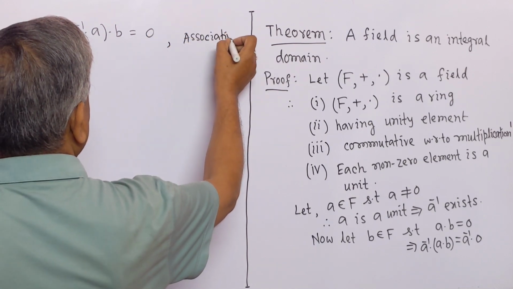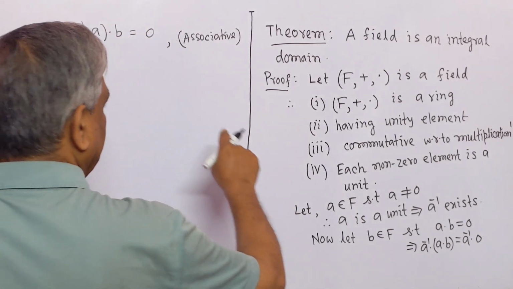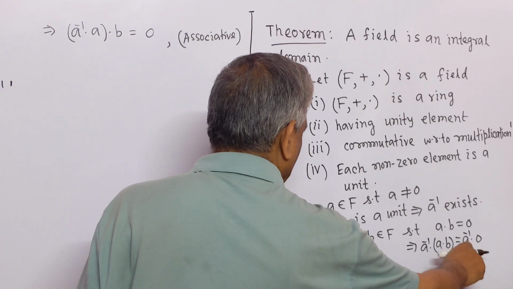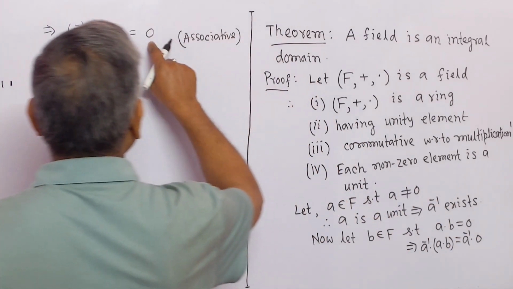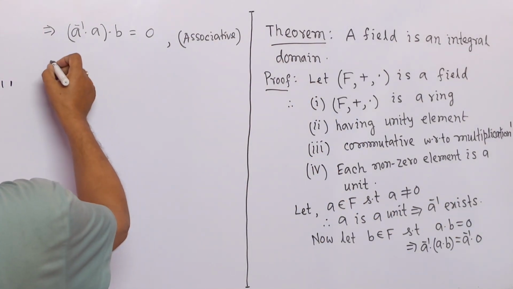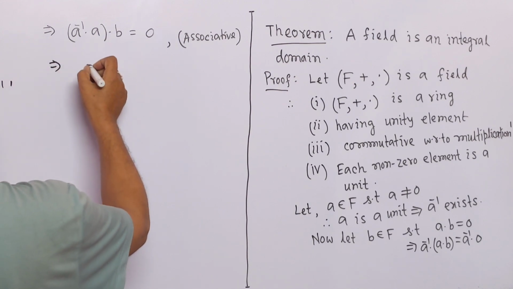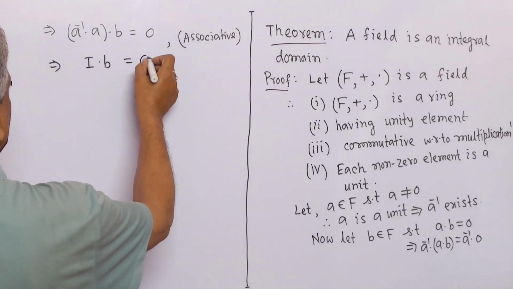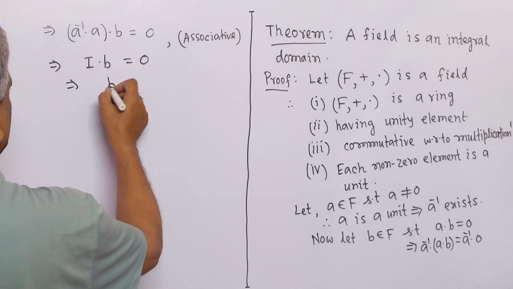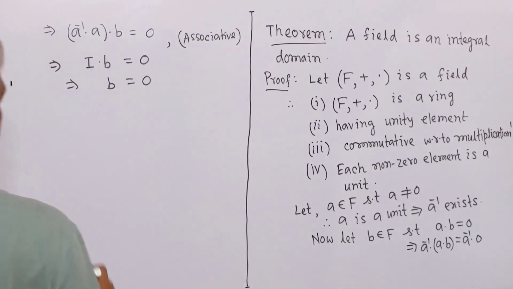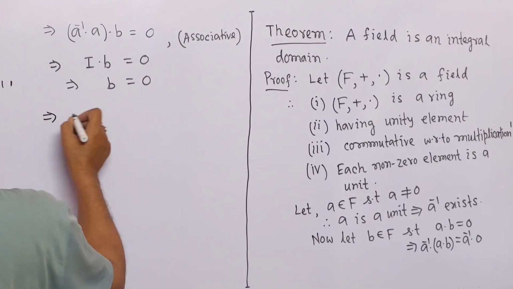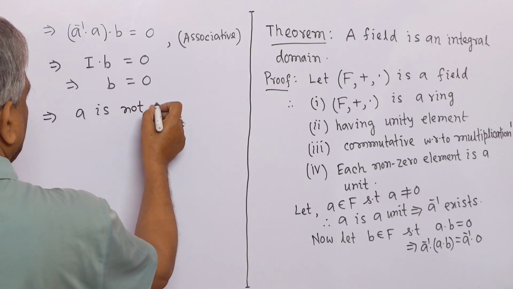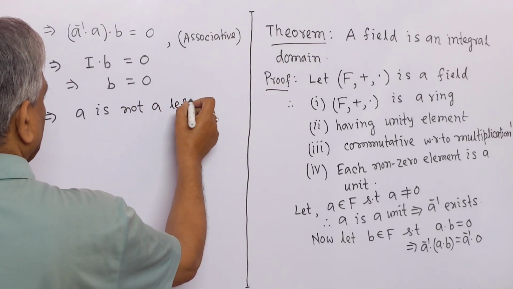associative, and right side is 0 because multiplication of an element with 0 is 0, implies that this is unity element, multiply b equal to 0, implies that b equal to 0, implies that a is not a left divisor of 0.